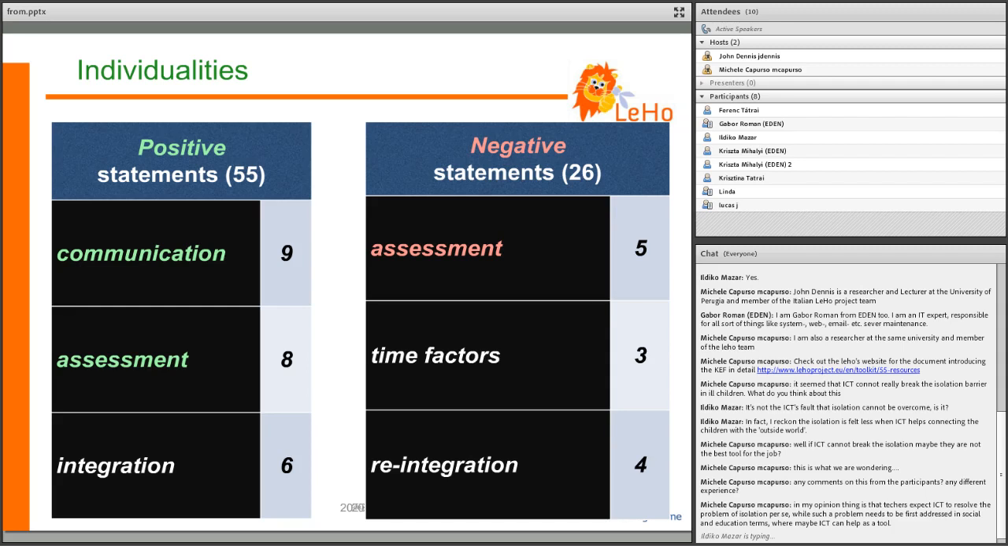In the data for individualities, the statement that was most common for positive statements was communication, and for negative, it was assessment. Describe what that means. So the idea again for individualities is that there are individual strategies for learning. Here, the recognition of the individuality of the student who has a medical condition seems to be covered by the several different processes involved in teaching these children. The problems identified seem to be related to the sharing of practices for the child in the home and hospital school, and the child who will be returning back to the mainstream school.